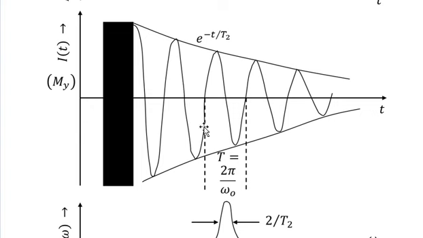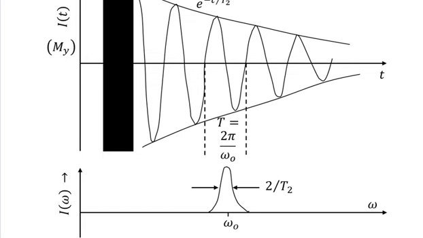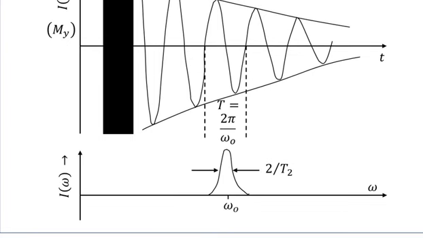This will be an exponential decay of the signal in a sinusoidal way, and the decay is given by e to the power minus t over T2, with oscillation period 2 pi over omega naught, where omega naught is the resonance frequency of the sample. If you have I of t as shown in the middle curve, you can find I of omega. This is a small peak having a full width at half maximum equal to 2 over T2, centered at the central frequency omega naught, that is, the resonance frequency.